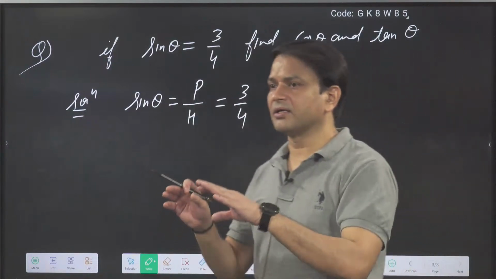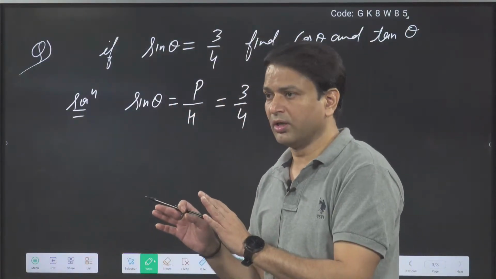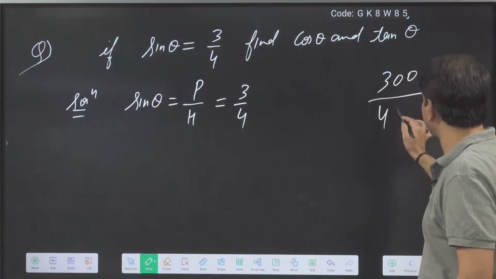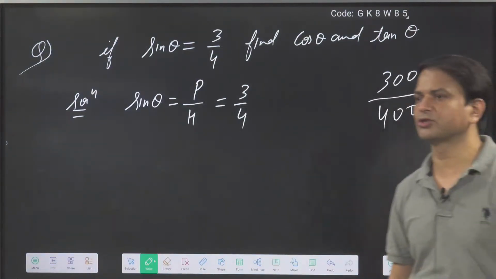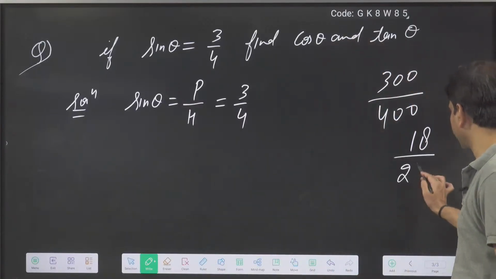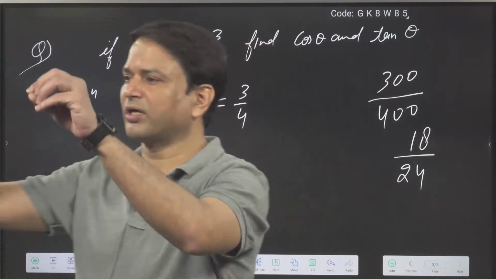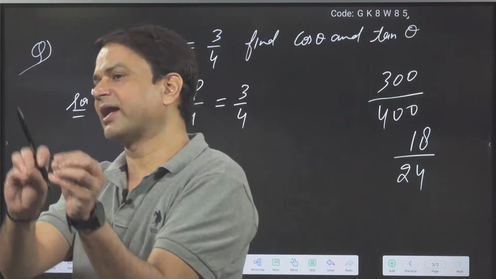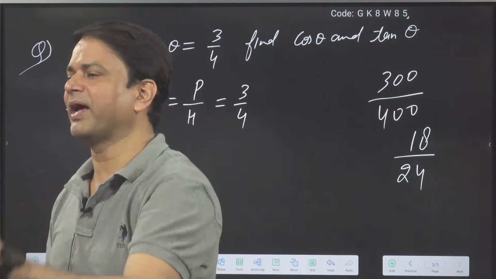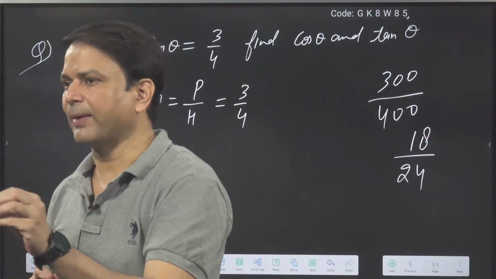So what does ratio mean? I cannot say P is equal to 3 and H is equal to 4. The reason is, P can be, suppose I take 300 and H I take 400, then also the ratio will be 3:4. Or suppose P is equal to 18 and H is equal to 24, then also you will get the ratio 3:4. So the mistake students make is that a ratio cannot directly be taken as a value. P/H is the simplest ratio, 3/4, so I cannot say the perpendicular is 3 and hypotenuse is 4.